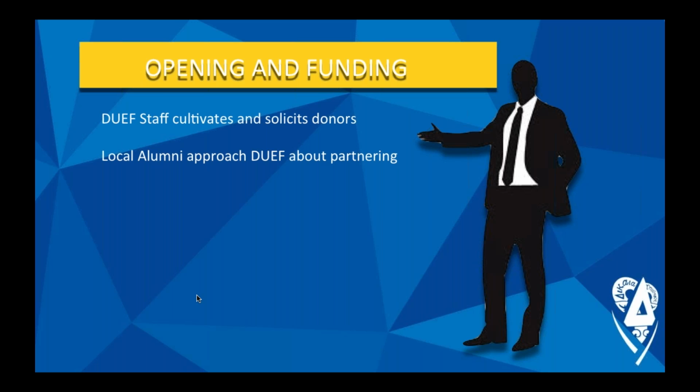The other way this can happen is that local alumni, such as yourselves, hear about this plan, come to us, and we start talking about how could we partner to get a CLP open for your chapter. And then we begin the process. And we've really got a mix of how this has happened. Some of the ones that are opened, we've been the lead on because we found a right donor match. Other ones, local folks have come to us. So either way works for us.